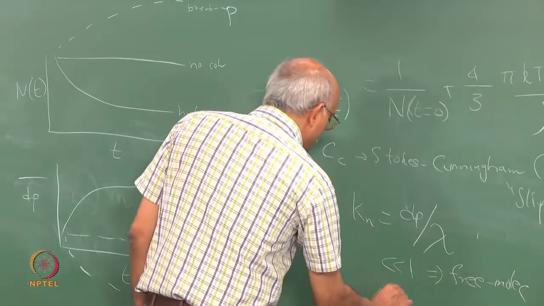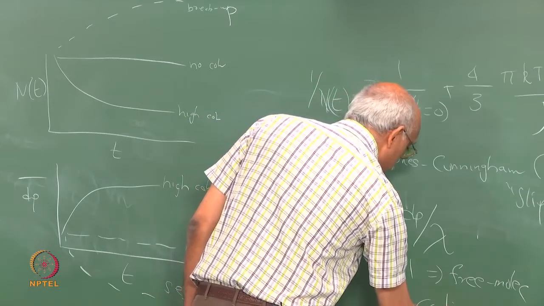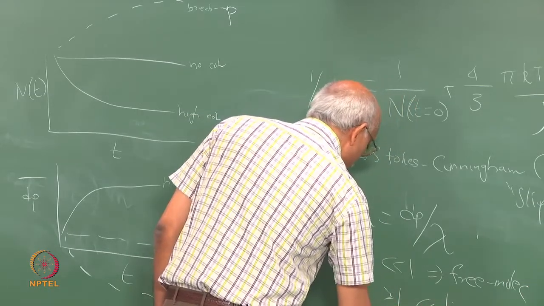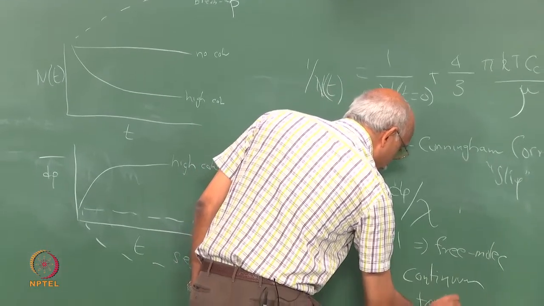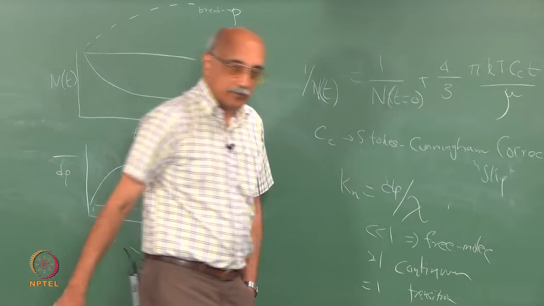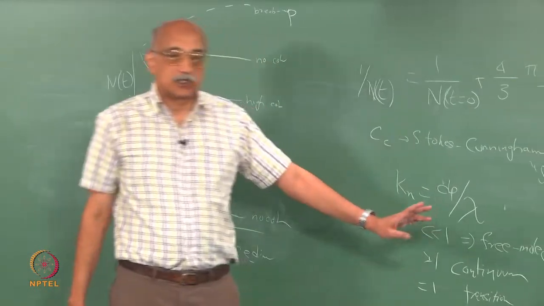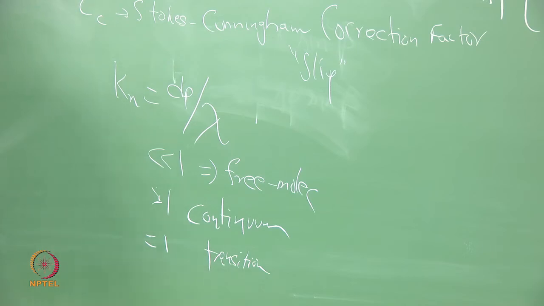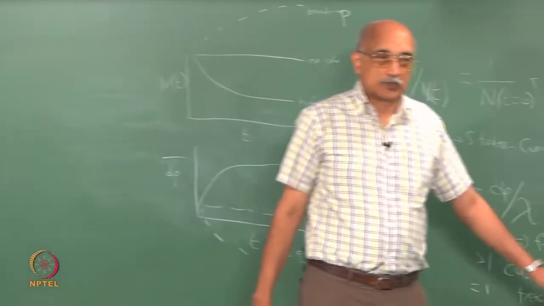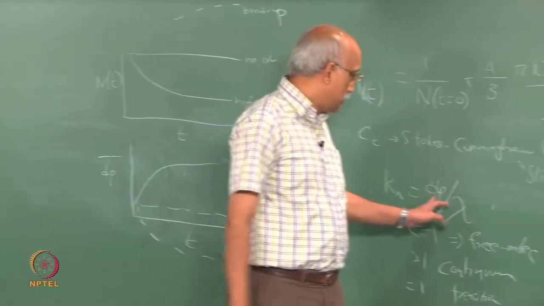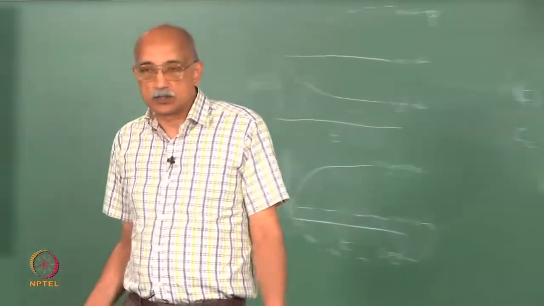Whereas if this is greater than 1, it is called the continuum regime, and if it is equal to 1, that is called the transition regime, and that is actually the most difficult to deal with mathematically. But anyway, in most systems that we deal with, including what you will encounter in mechanical operations, you typically make the continuum approximation. You assume that the prevailing mean free path is smaller than the prevailing particle size.